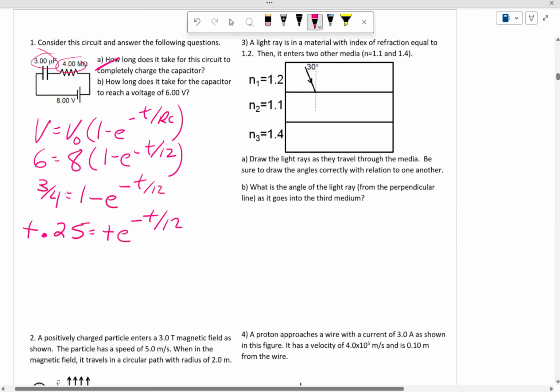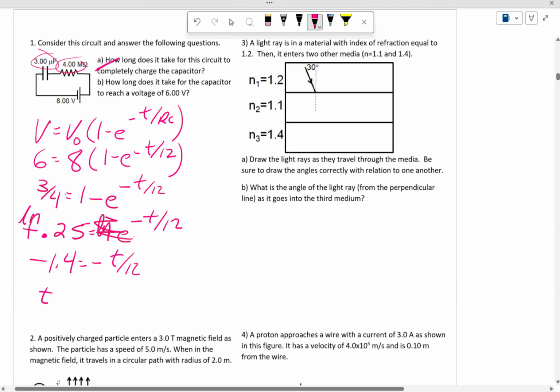Those negatives go away. You take the natural log of both sides to get rid of this exponential, and the natural log of 0.25 is negative 1.4. Negative 1.4 equals negative t over 12. So t, the negatives go away, is 12 times 1.4. That's 17 seconds. All right, so that's the answer for that one.